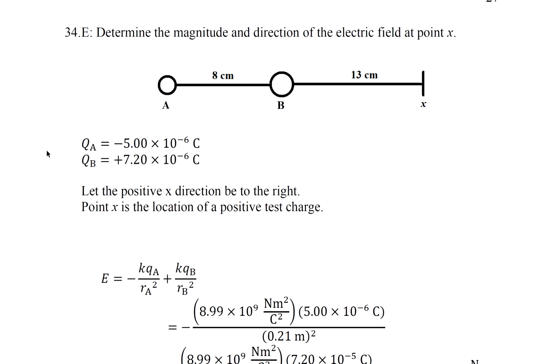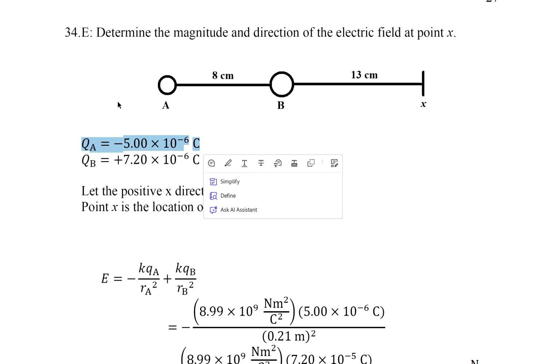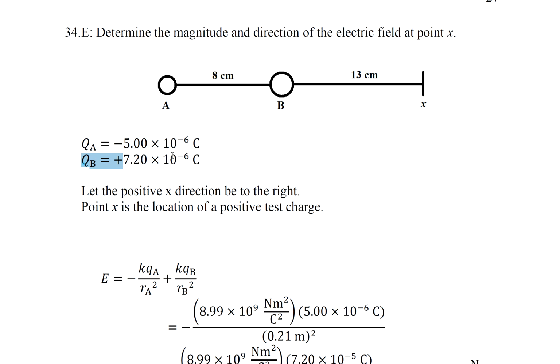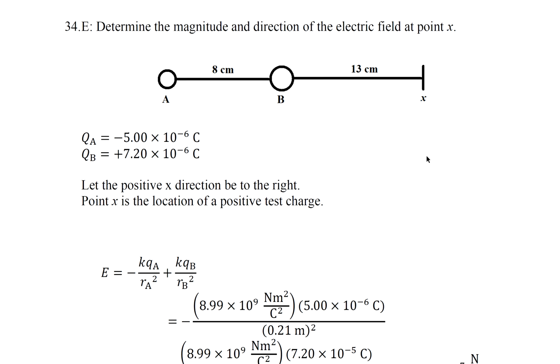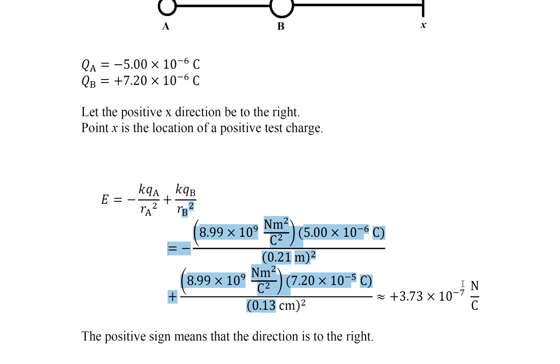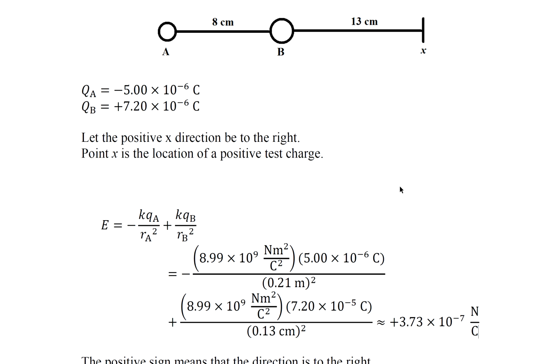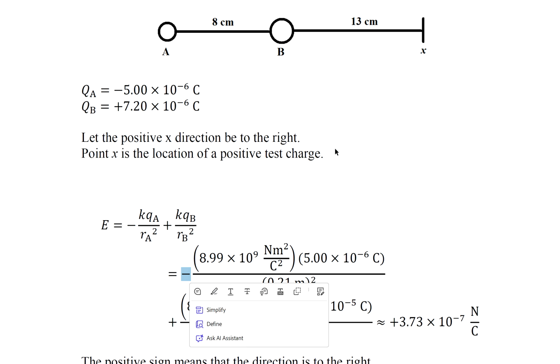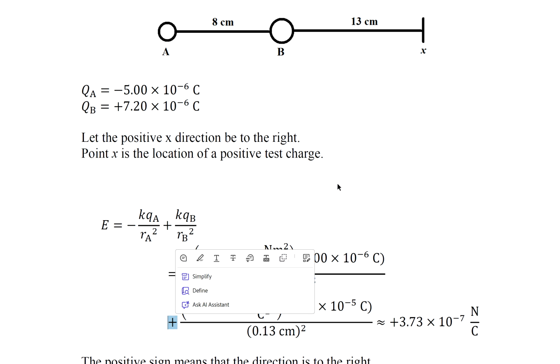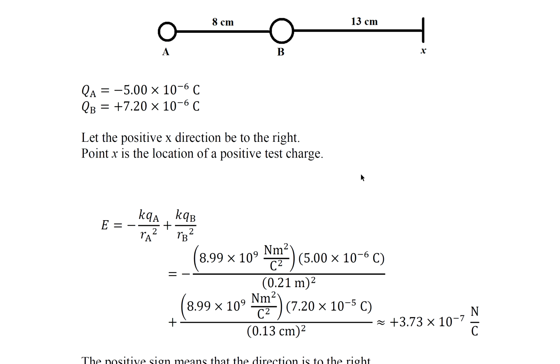Question 34, determine the magnitude and direction of the electric field at point x. Okay, so remember, x is going to have a test charge that's positive. So A is negative, so A pulls x to the left, and B is positive, so B pushes x to the right. So we're going to use this equation here. Once again, A pulls x to the left, and B pushes x to the right. And notice this distance is 0.21 meters, because that's the distance from A to x.